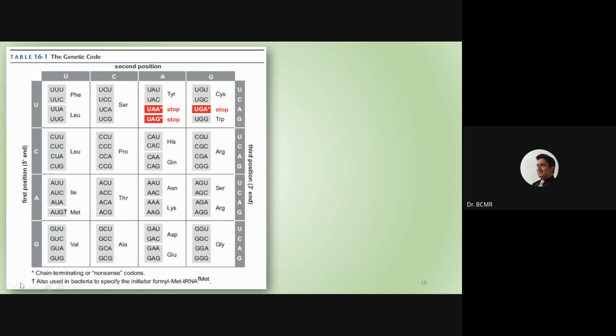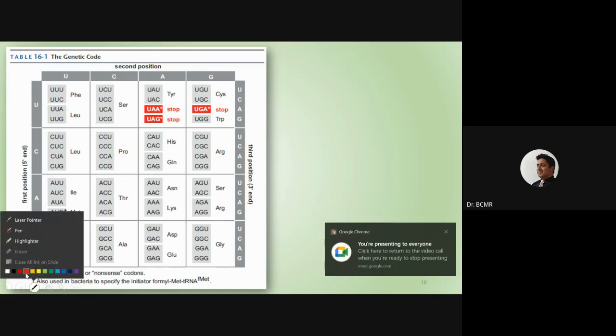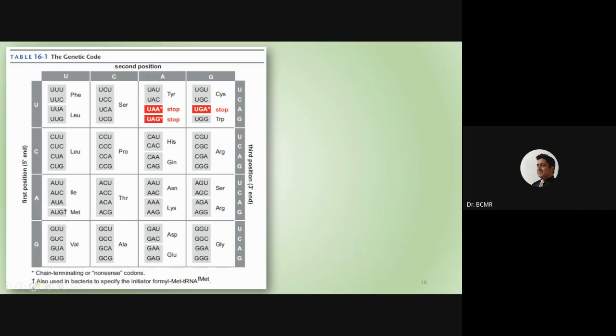Firstly, I think we all have to remember the start codon and the stop codon. Start codon AUG and stop codons are already highlighted. Stop codons can also be called nonsense codons, especially in the context of mutations, because they do not code for any amino acid.